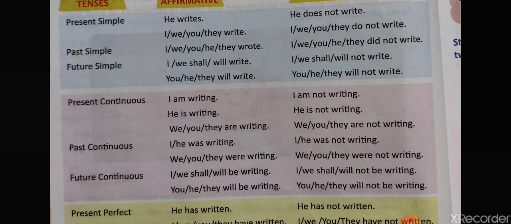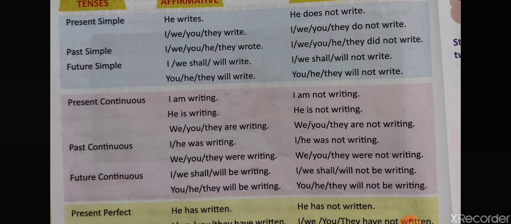Second, if I write, they write, we write, or you write, in the negative sentence we have to write they do not write, you do not write, I do not write, we do not write. Similarly, in past simple, I, we, you, he, they wrote. So we write they did not write. The helping verb turns into past tense.